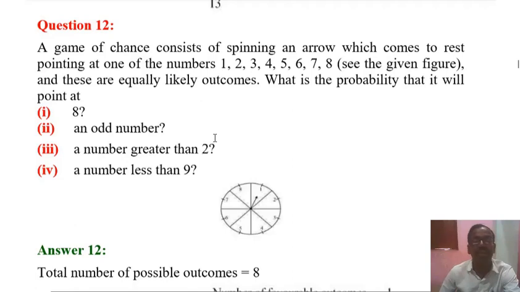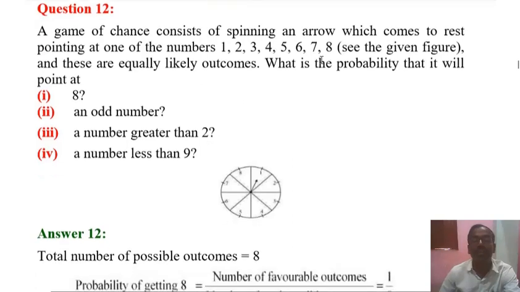A number greater than 2 means 3, 4, 5, 6, 7, 8. So the numbers greater than 2 are 6 in count, and the number of favorable outcomes of part 3 of question 12 will be 6. A number less than 9 means all numbers are less than 9, so the number of favorable outcomes will be 8. So we have the total number of possible outcomes and the total number of favorable outcomes, and then we have no problem finding the probability.